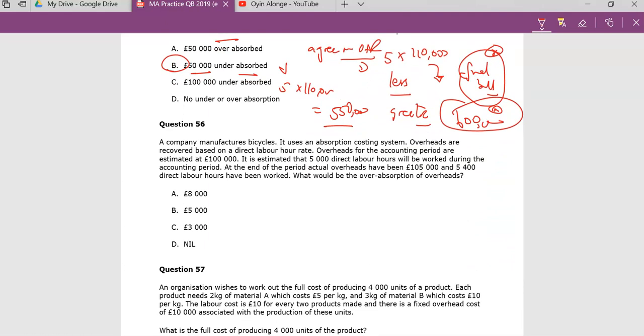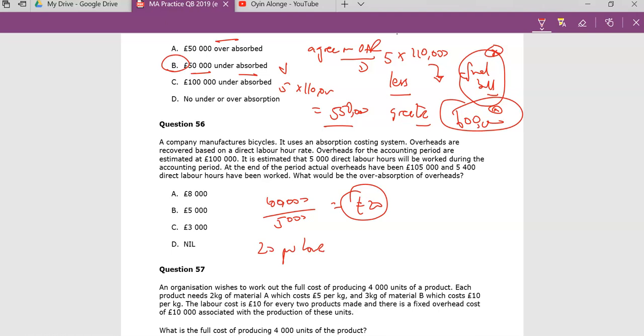Question 56, similar idea, nothing different. Overheads are recovered on direct labor. Overheads for the accounting are estimated to be 100,000. It's estimated that 5,000 hours will be worked. So the question here is, what are we hoping to put in per hour? When you divide that by that, you get £20. So you're hoping to put in £20 per hour as you build these accounts.